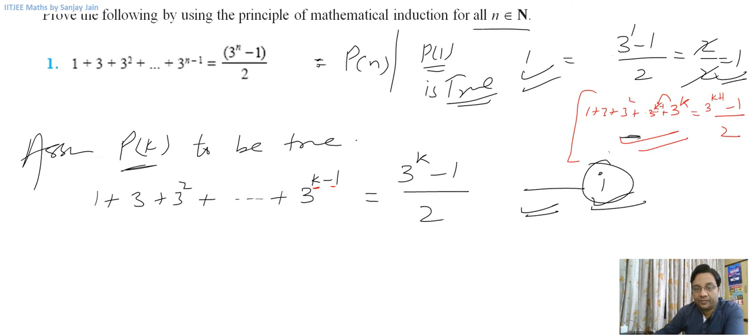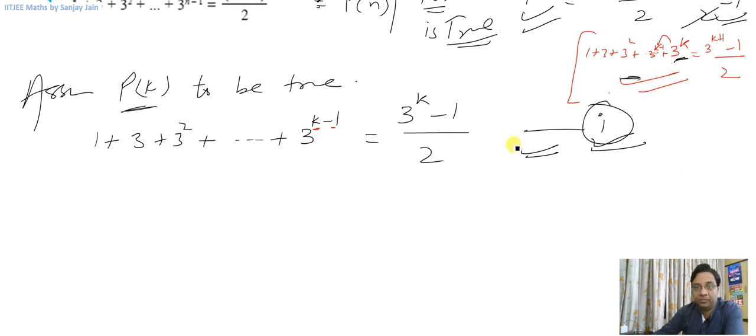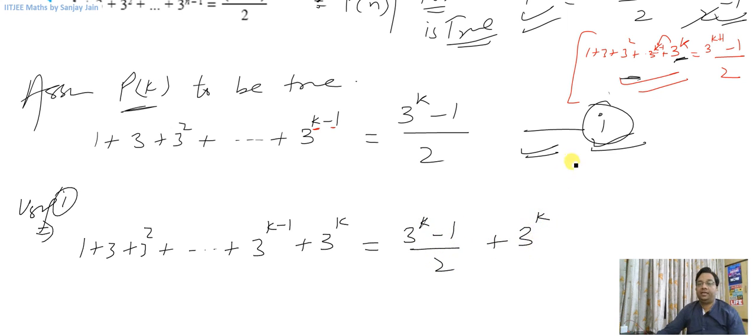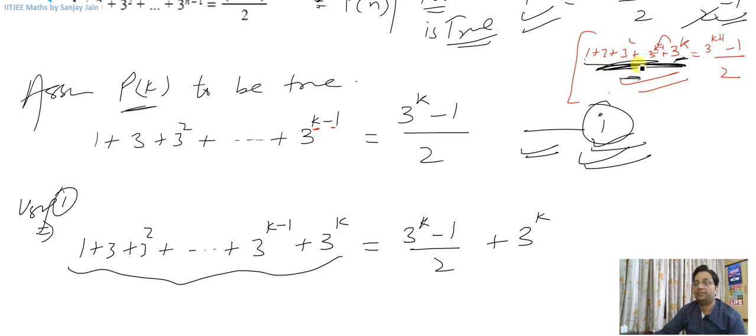So if I add 3 raised to power k on both sides, using 1, I can say 1 plus 3 squared plus 3 raised to power k minus 1 plus 3 raised to power k is equal to (3 raised to power k minus 1) by 2 plus 3 raised to power k, right? I have just used this and added 3 raised to power k on both sides. On the left hand side I have got the left hand side of P(k+1). Now I just need to manipulate the right hand side. So what is my right hand side? 3 raised to power k minus 1, and then this 2 will be multiplied with this, so it will be 2 into 3 raised to power k, whole divided by 2.